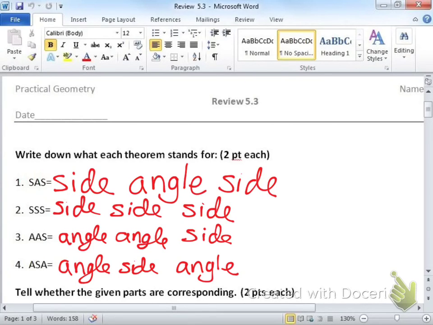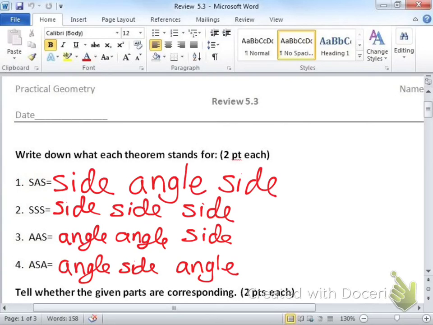Every S stands for side. Every A stands for angle. So SAS is side, angle, side. SSS is side, side, side. AAS is angle, angle, side. ASA is angle, side, angle.